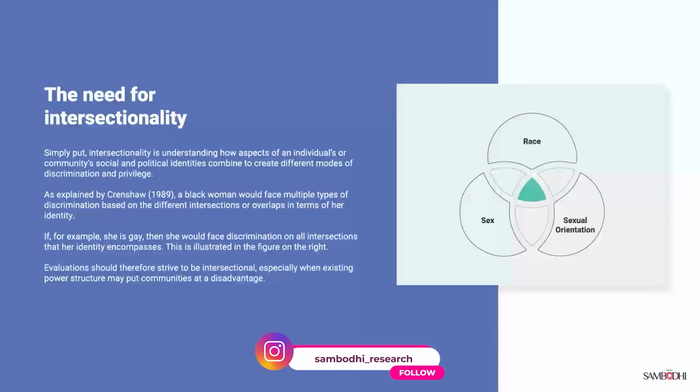For instance, a black woman would face multiple types of discrimination based on different intersections or overlaps in terms of her identity. In case she is gay, she would face discrimination at all intersections that her identity encompasses. This can be understood with the help of the figure on the right. Hence, it is extremely important that evaluations are intersectional, especially when the existing power structure may put communities at a disadvantage.